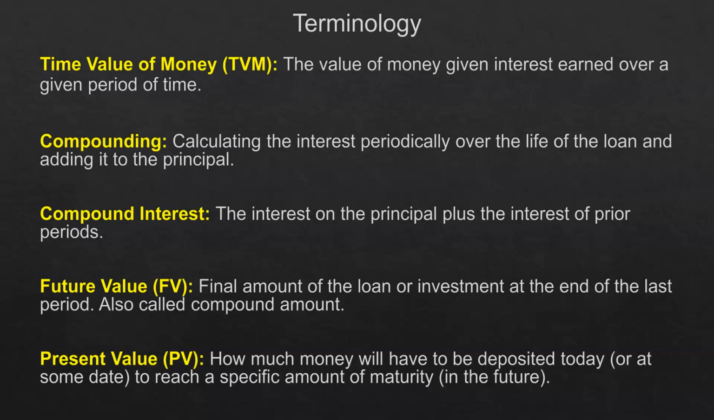And then present value: how much money will have been deposited today or at some date to reach a specific amount at maturity. So present value is what's happening today, future value is down the road, and we will be using that terminology a lot.